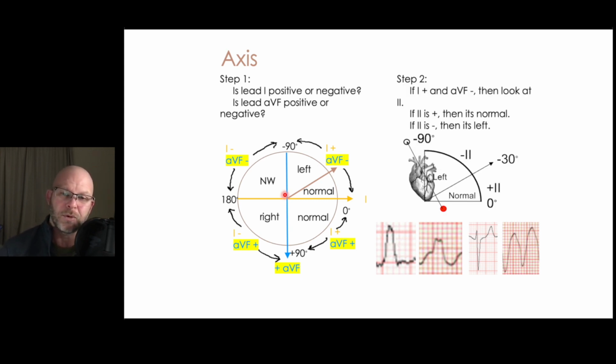And if you look here, perpendicular to that normal 30 degree or minus 30 degree trajectory, lead 2 looks from this red lead toward the white lead. So it's looking up. Remember, lead 2, 3, and aVF, those are your inferior leads. So we're looking from the bottom of the heart. If lead 2 is positive, we know the energy is heading this direction. That puts us in a normal axis. If lead 2 is primarily negative, then we're in a negative axis.